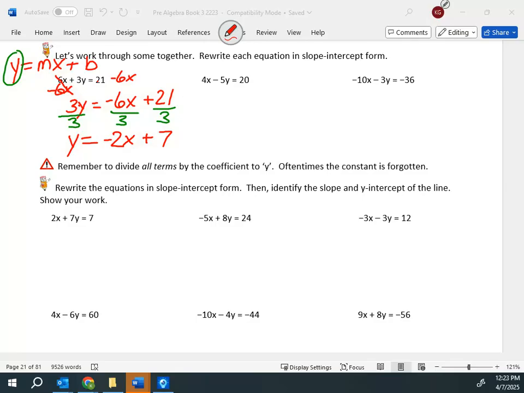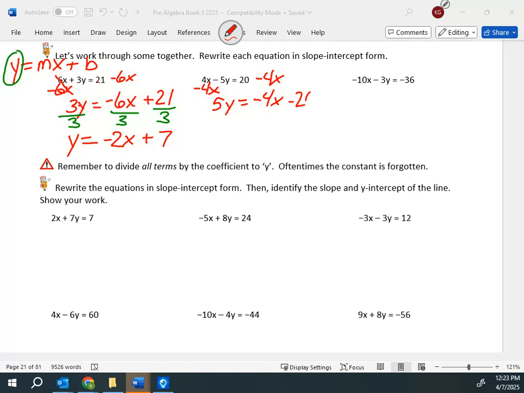So let's look at 4x minus 5y equals 20. What should I do first? Christina? I'm going to subtract 4x because I want that x on the opposite side of the equal sign. So that leaves me, what would my new equation look like? Christina? Negative 4x what?